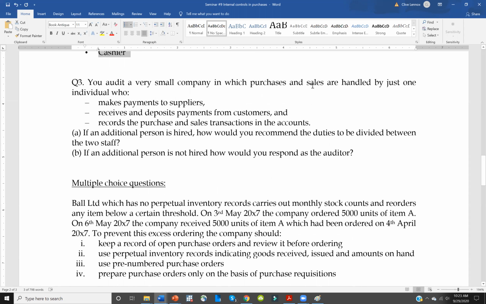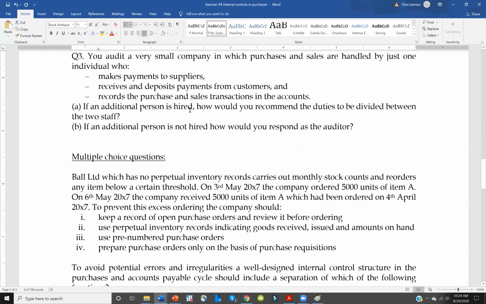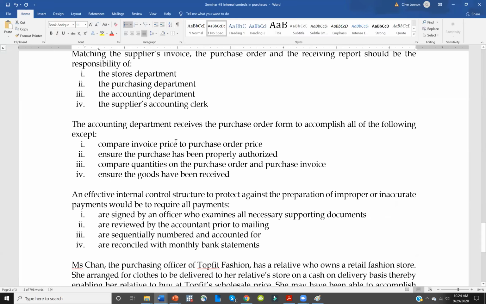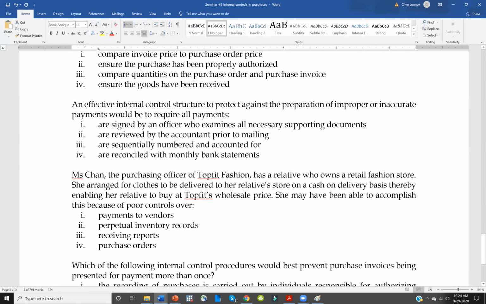Then question 3, I'm going to give you an example of a small company where all purchases and sales are handled by just one person. So this person is responsible for making payments to suppliers, for receiving and depositing payments from customers, and recording the purchase and sales transactions in the accounts. And part A asks, if an additional person is hired, how would you recommend that those duties be divided between the 2 members of staff? And part B, if an additional person is not hired, how would you respond as the auditor? Okay, so those are the 3 questions we'll cover in class. And then in addition, we have some multiple choice questions as shown here.